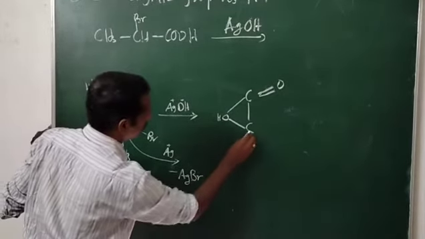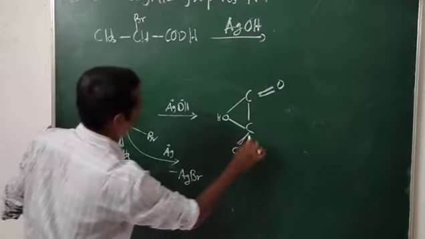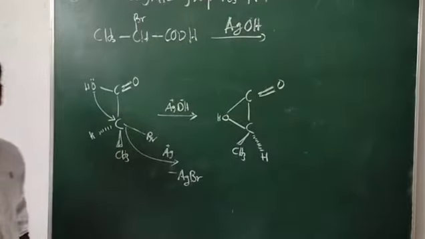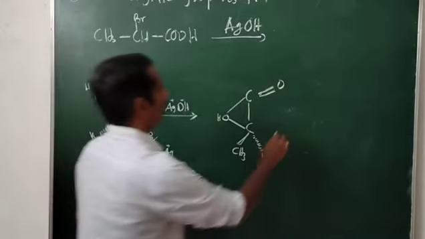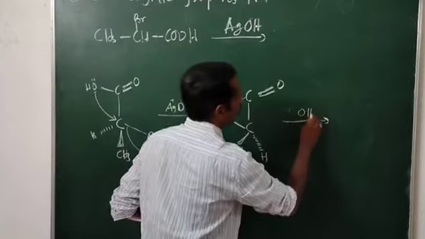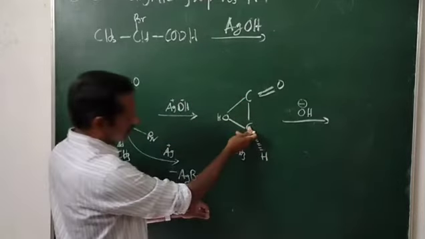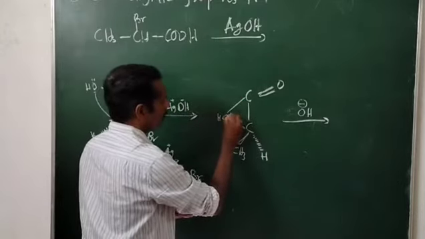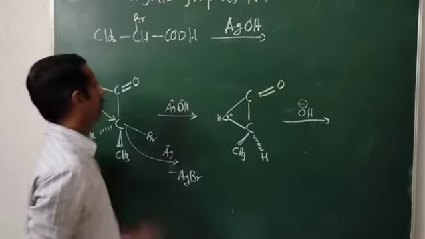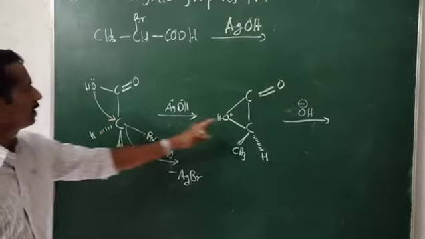Therefore, here it is CH3, and here it is H. Clear? And in the next step, our external nucleophile. What is our external nucleophile? OH minus attacks this carbon. Sorry, here it is a positive charge because oxygen is having 3 bonds. Here it is OH. Oxygen is having a positive charge. When it is attaching, oxygen is getting a positive charge.